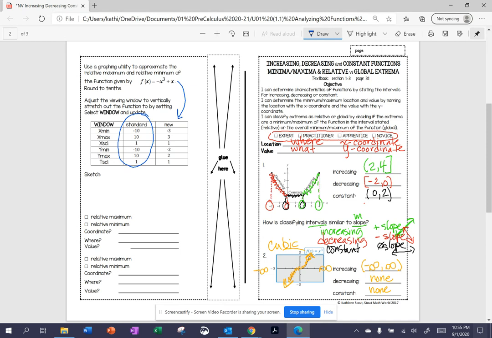So sketching out what we see, it actually kind of looks like this. Okay. And I have a minimum and a maximum. And at my minimum, I get a minus 0.58 and a minus 0.38, and a plus 0.58 and a plus 0.38. So here I have a minimum, here I have a maximum.